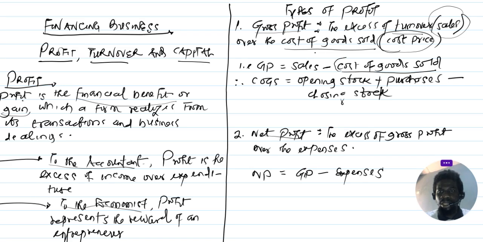Now, in order to get cost of goods sold, we have to add opening stock plus purchases minus closing stock, in order to get the gross profit. The second one is the net profit, which is the excess of gross profit over the expenses, calculated as net profit equals gross profit minus expenses. Let's look at a practical question on that.